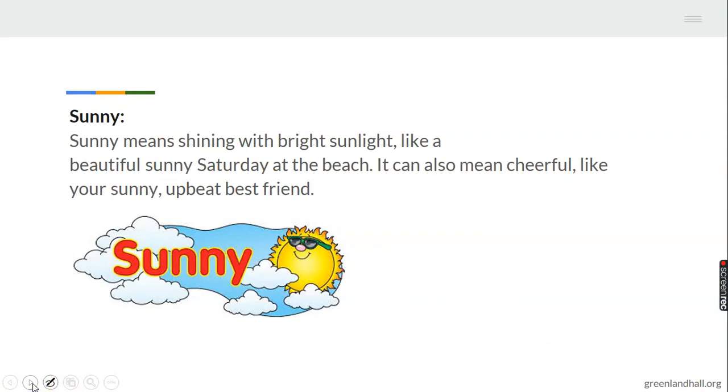What does it mean? Sunny means shining with bright sunlight, like a beautiful sunny Saturday at the beach. Or we can say it also means a cheerful mood, like your sunny day. Your best friend, you can say your friend is looking sunny. It means your friend is upbeat and is looking nice. So sunny means shining with bright sunlight. So when the weather is said to be sunny, it means it is shining.